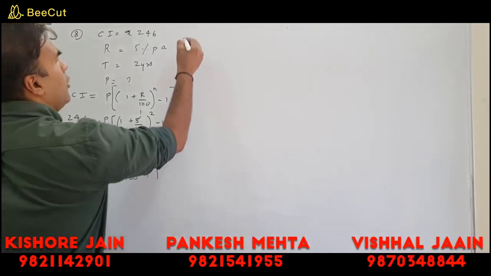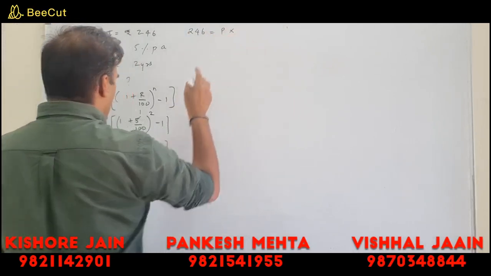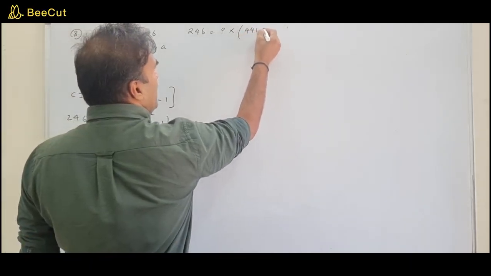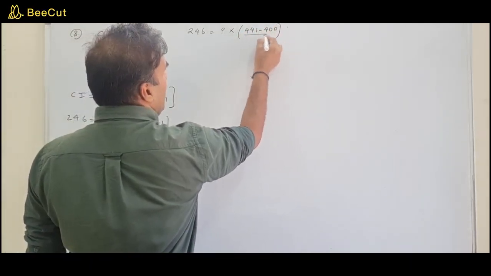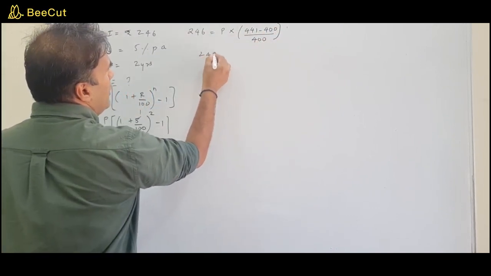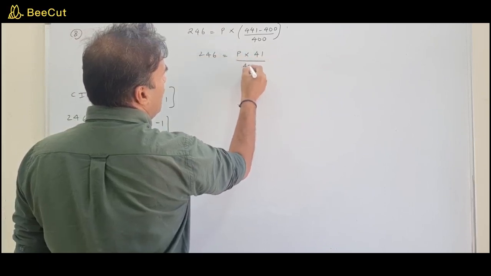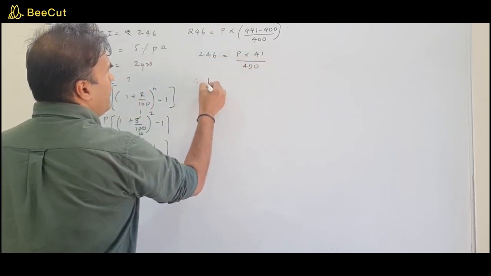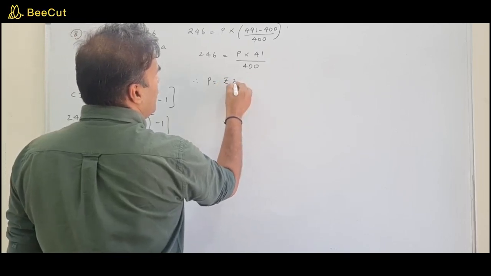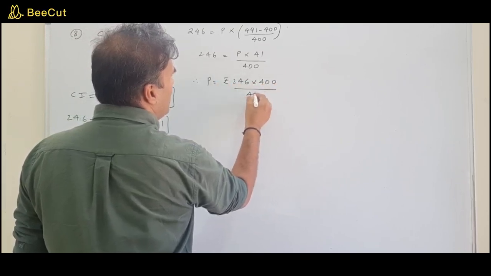Can we solve this calculation further? 246 equals P multiplied by (441 minus 400) upon 400. What do we get? 246 equals P multiplied by 41 upon 400. Therefore, the principal would be rupees 246 multiplied by 400 upon 41.